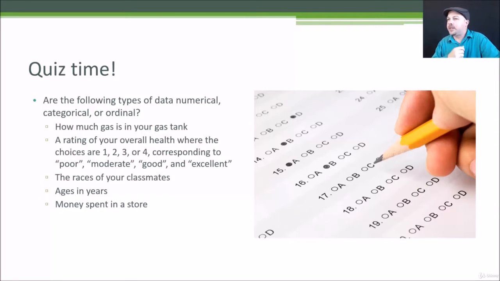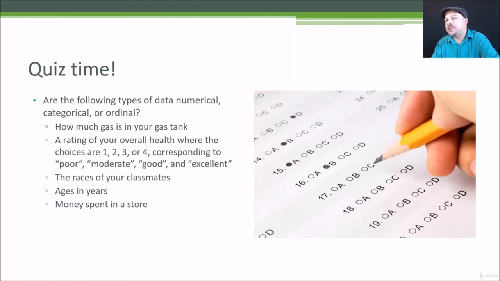How about the races of your classmates? What nationality are they? Pretty clear example of categorical data. You can't really compare yellow people to green people, right? They're just yellow and green. Just pick two random races that don't exist. But they are categories that you might want to study and understand the differences between on some other dimension.